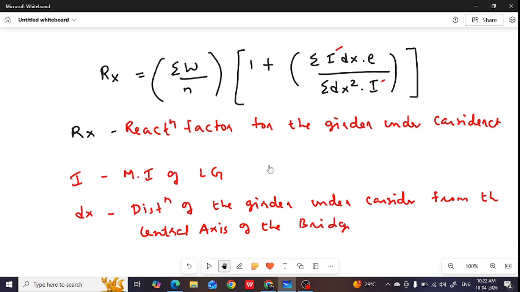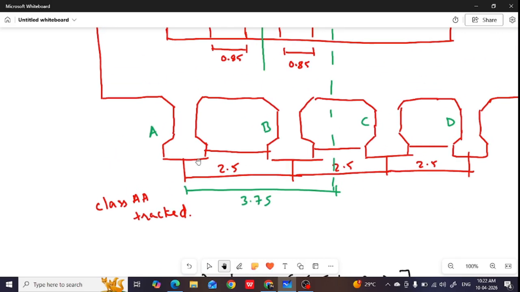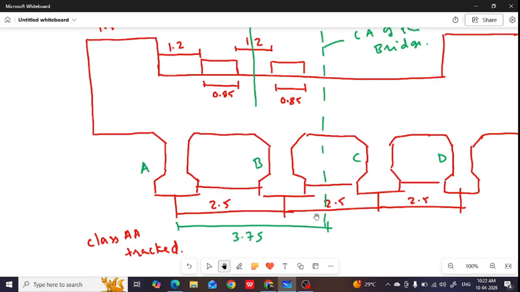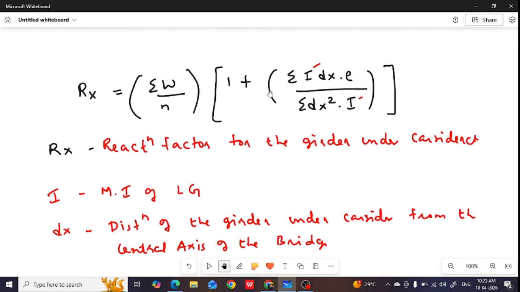Okay, so already we have defined this dx. In our case, for example, if you are considering girder A, the distance of girder A from the central axis of the bridge is 3.75. If you are considering girder B, the distance will be lesser with respect to the central axis of the bridge. We will see. So first we will consider girder A. We have the distance dx, that is 3.75.